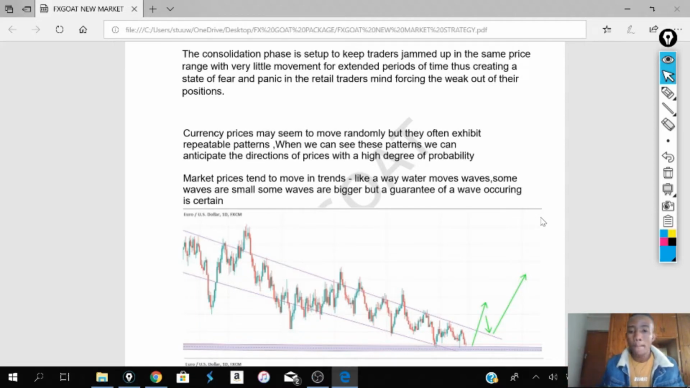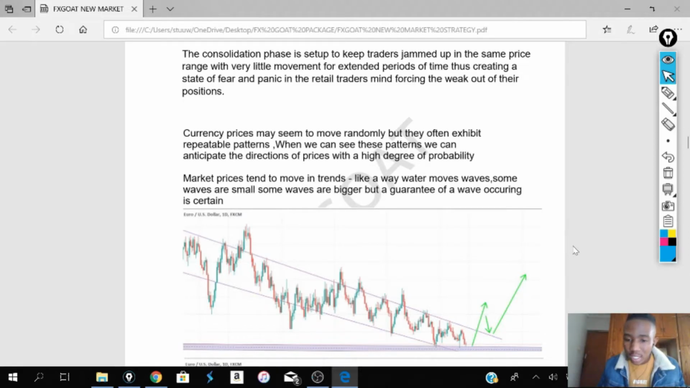So now, how to win when you have a downward trend or an upward trend? Okay, let's understand this first. Market prices tend to move in trends, the way water moves in waves. Some waves are smaller, some waves are bigger, but the guarantee of a wave occurring is certain. That is very true, meaning when you're in a downtrend, you don't know when you'll have a sell, but you know that a sell is coming. Why? Because it's a downward trend. You must first wait for a high and then enter the trend.